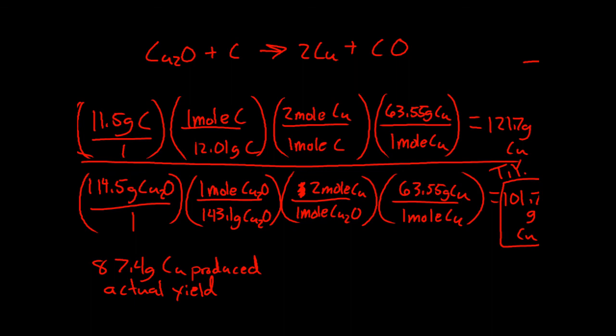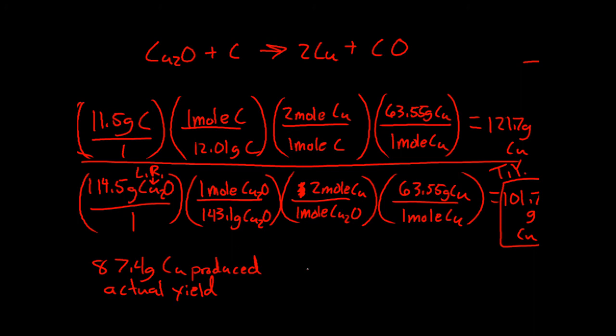I have no more copper oxide left. It's not possible to make 121.7 grams of it because there's no more copper oxide to keep going at that point. And it also tells me that my limiting reactant is the copper oxide. So this is my limiting reactant here.